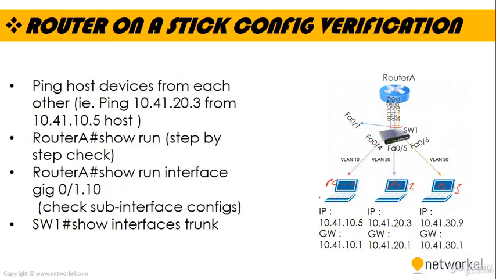To verify the router on a stick configuration, first we can ping host devices from each other. For example, we can ping PC1 from PC2, and we can check the show running-config output to see the step-by-step configuration, or we can check just the sub-interface configuration by typing show run interface and the sub-interface name. Or we can check show interfaces trunk on the switch, and we can see if the link is operating as a trunk or not.